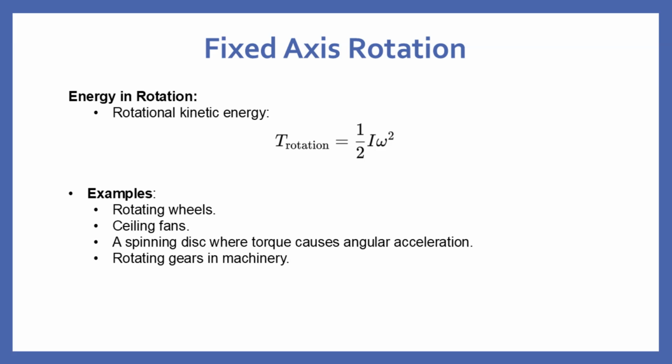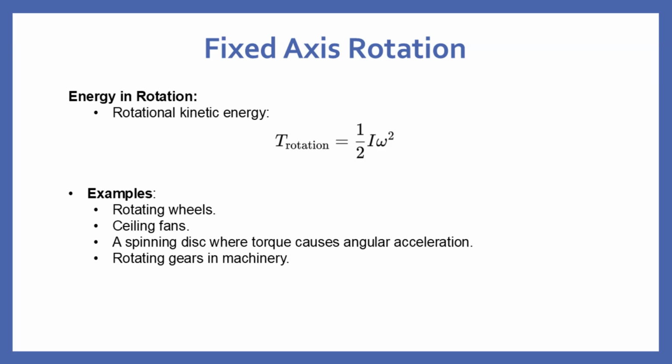Let's delve into the concept of energy in rotation. When a rigid body rotates about a fixed axis, it possesses rotational kinetic energy. The formula for this energy is given by rotational kinetic energy equals 1/2 times the moment of inertia times the square of the angular velocity.